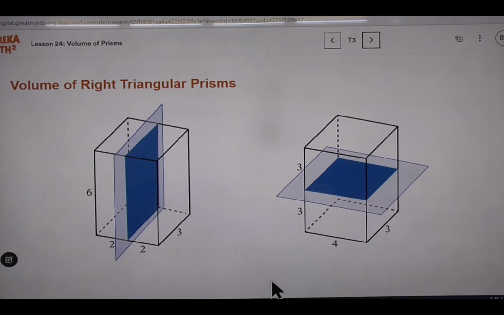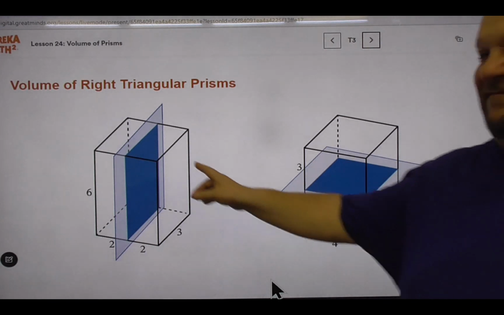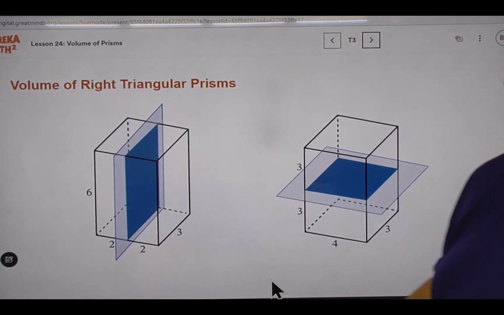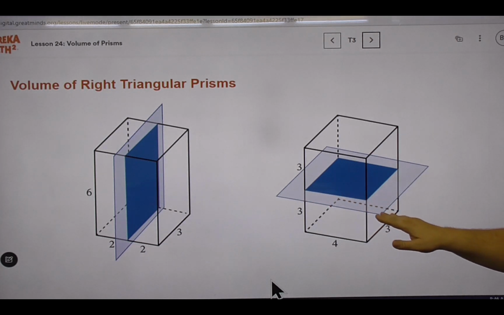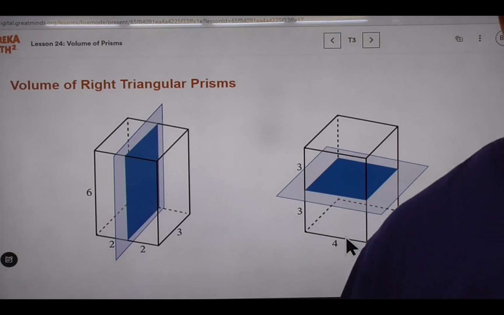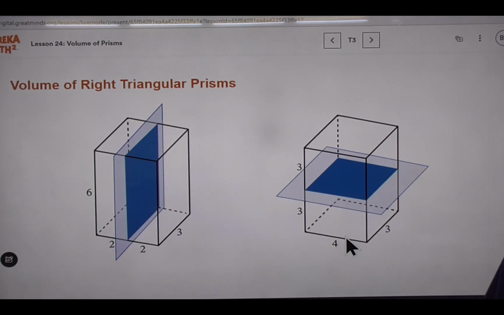So we're trying to find the volume of one half of this prism, which is a triangular prism. And then we're trying to find one half of this prism, which is still a rectangular prism. So go ahead and find those two volumes using volume is equal to capital B times H. The volume is equal to the area of the base times the height.